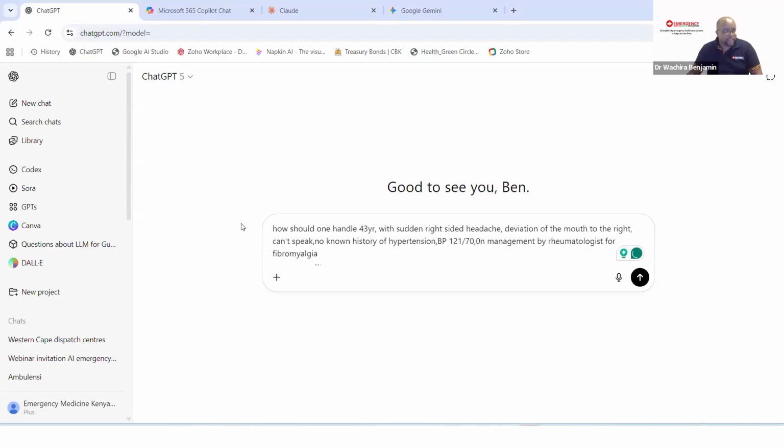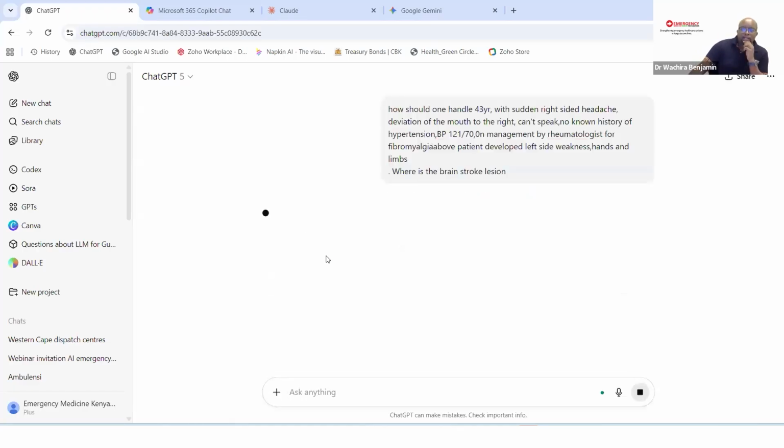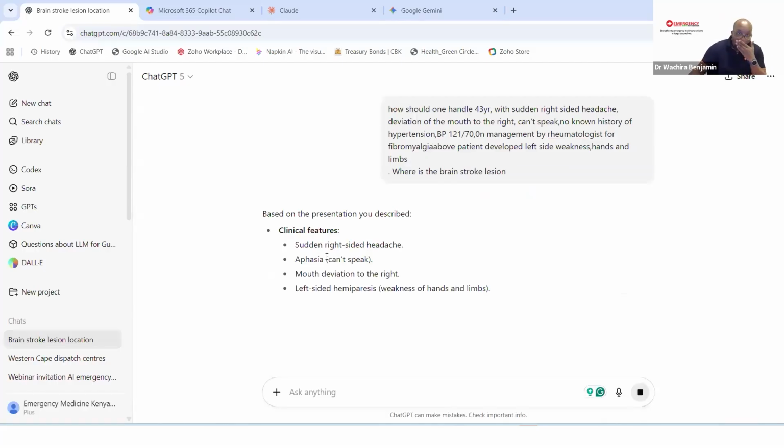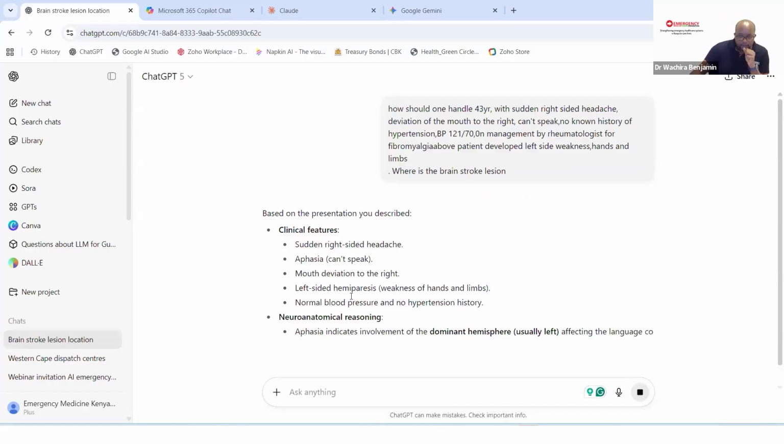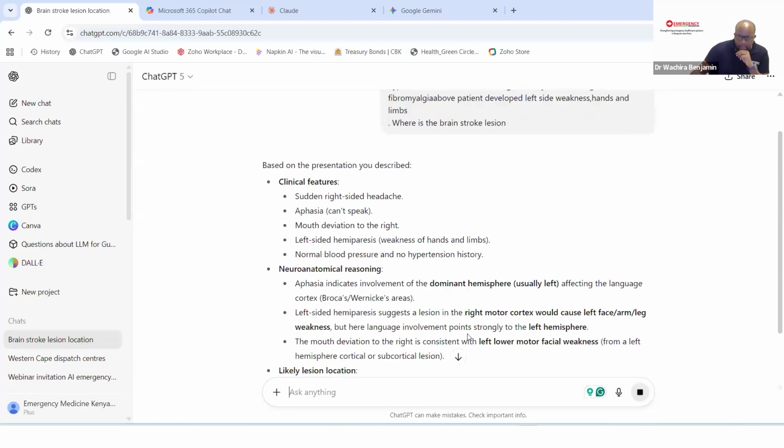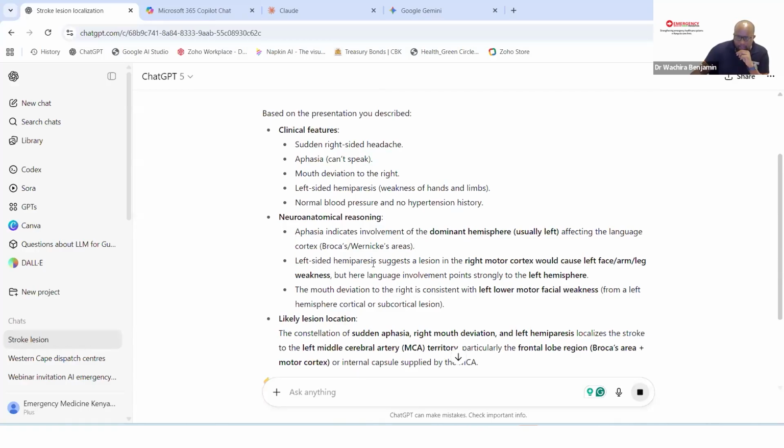So we have blood pressure, left-sided weakness, hands and limbs. Okay, where is the brain stroke lesion? Let me check whether your symptoms still correlate with a stroke. A right motor cortex lesion would cause left face and arm weakness. What about language involvement on the left hemisphere? The mouth deviation to the right is consistent with a left lower motor neuron facial palsy, not a left hemisphere lesion.